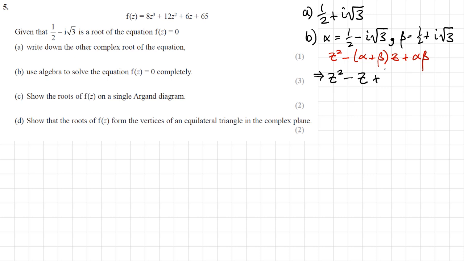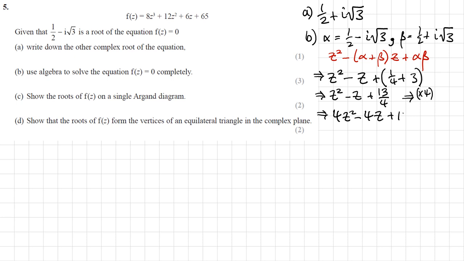So that's going to be a half squared, which is a quarter, plus root 3 squared, which is just going to give us 3. So that just becomes z squared minus z plus, and then a quarter plus 3 is 13 over 4. Now I just want to get rid of the fraction there, so I'm going to times everything by 4. Not really needed, but it might make the next bit easier. So I have 4z squared minus 4z plus 13.